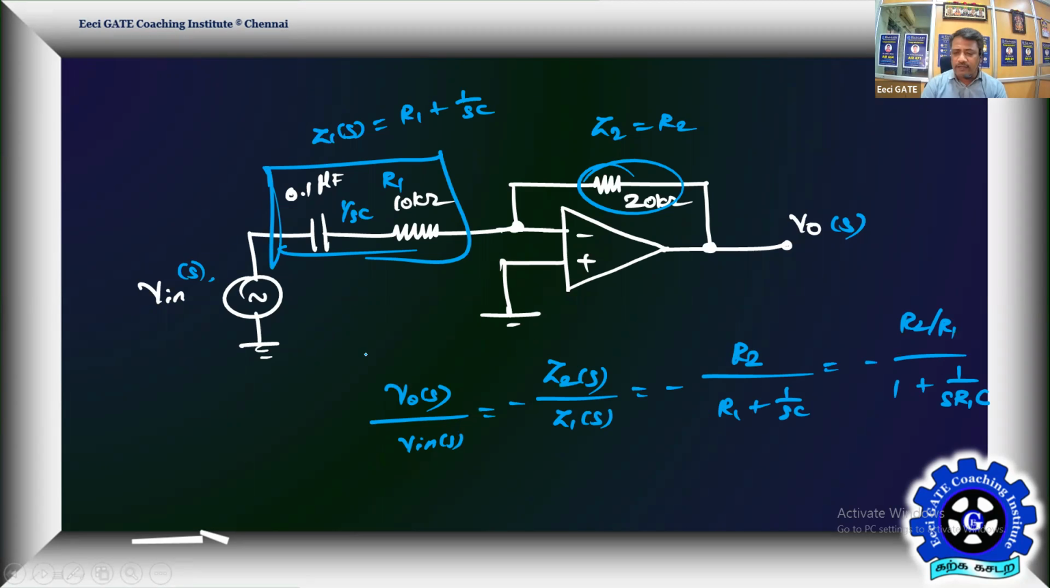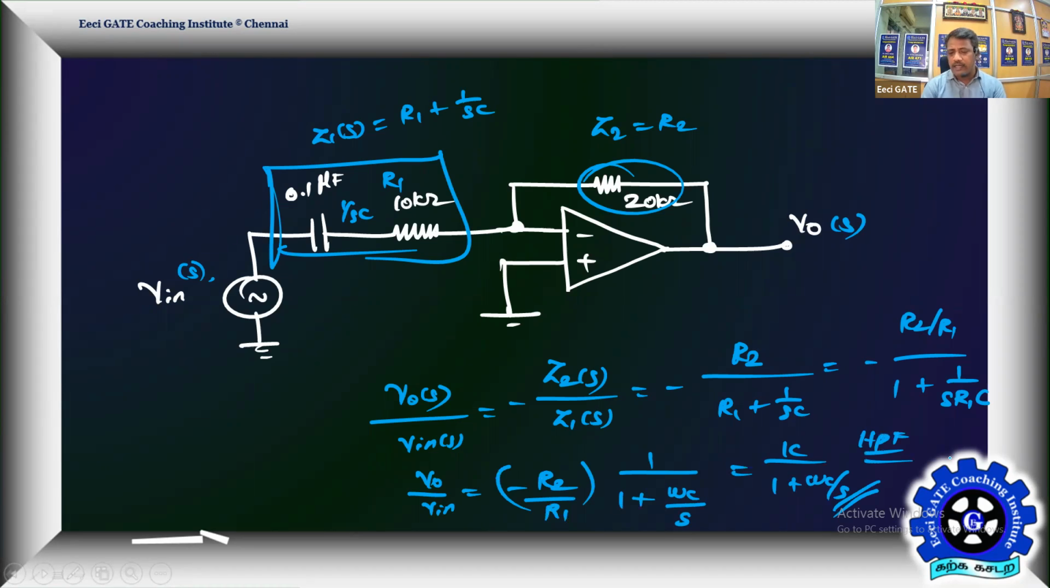Then we are looking for the magnitude only. Let me go for the normal form. V0 by Vin, I can take as minus R2 by R1 into 1 by 1 plus omega C by S. That resembles something like K by 1 plus omega C by S. That's your first order high pass model. So what is your K? Minus R2 by R1. When you take the modulus of V0 by Vin, it will become modulus of K at omega equal to infinity, that is going to become R2 by R1. With this also, you will get the answer as 2 only.